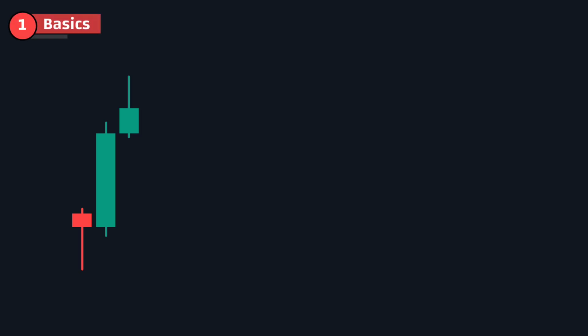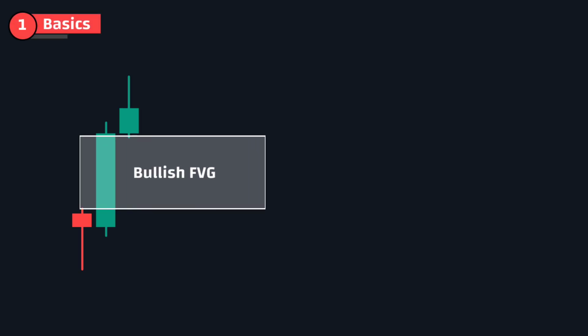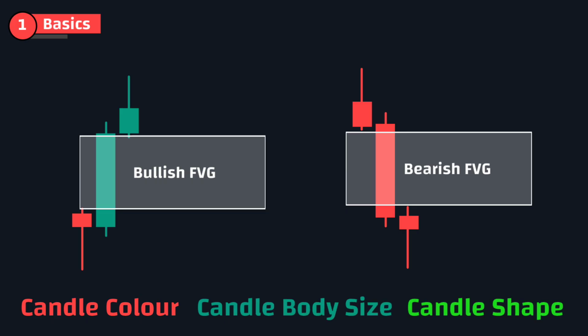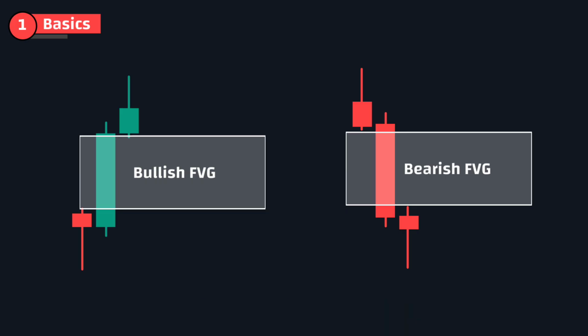To start with the basics, a bullish fair value gap forms in a three-candle sequence when the upper wick of the first candle does not overlap with the lower wick of the third candle. A bearish fair value gap forms when the lower wick of the first candle does not overlap with the upper wick of the third candle. Candle color, candle body size, and candle shape are irrelevant. The gap exists only because price moved too fast to trade efficiently.